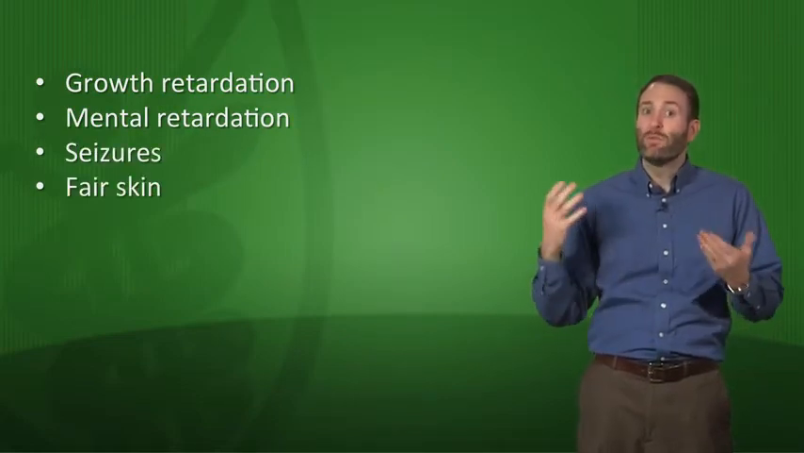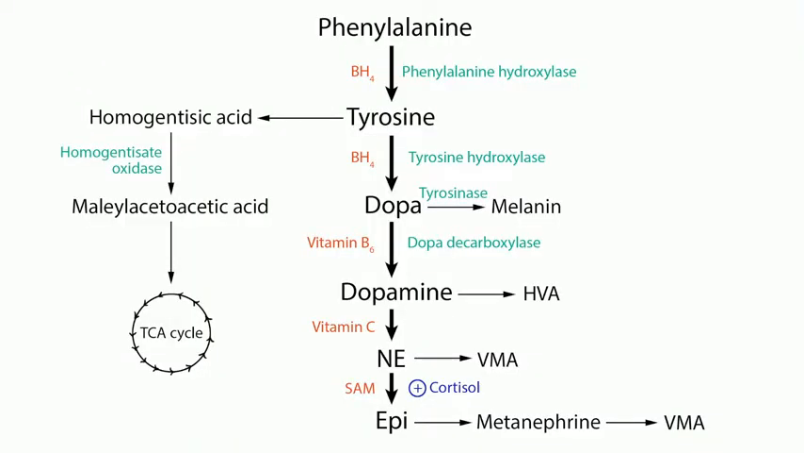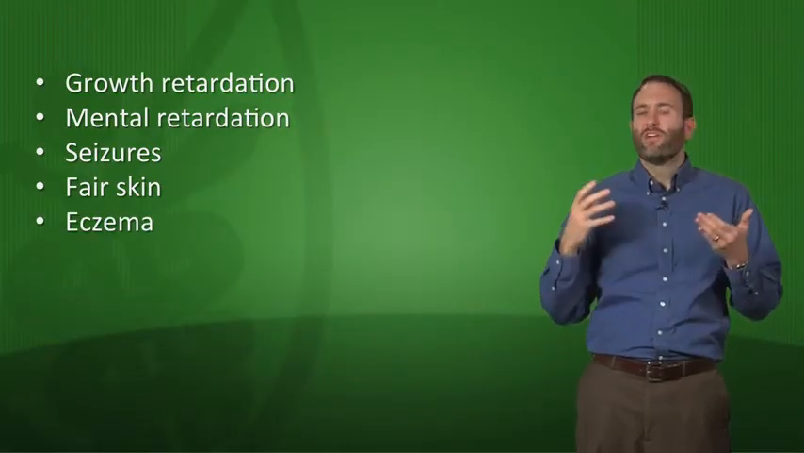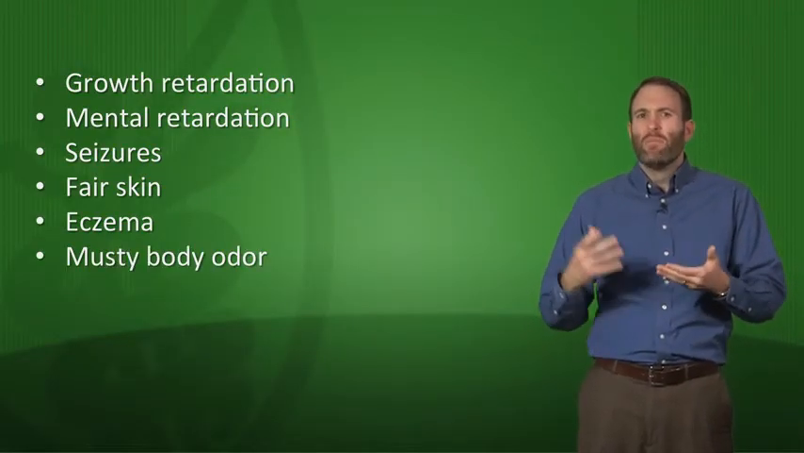Now why would you get that? Well, that's going to be because you can't actually go through that biosynthetic pathway in order to make melanin. So that's why you're going to be fair skinned. You're also going to see things like eczema, and then what you're going to find on tests, all that sort of this musty body odor.